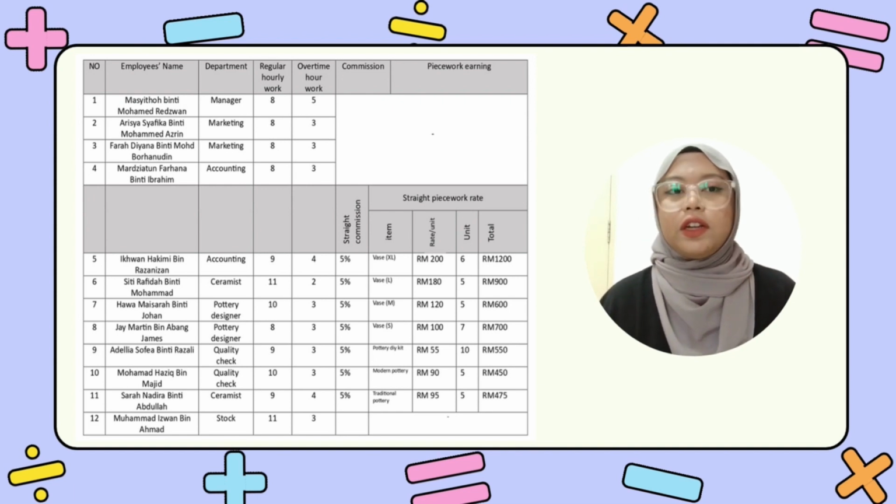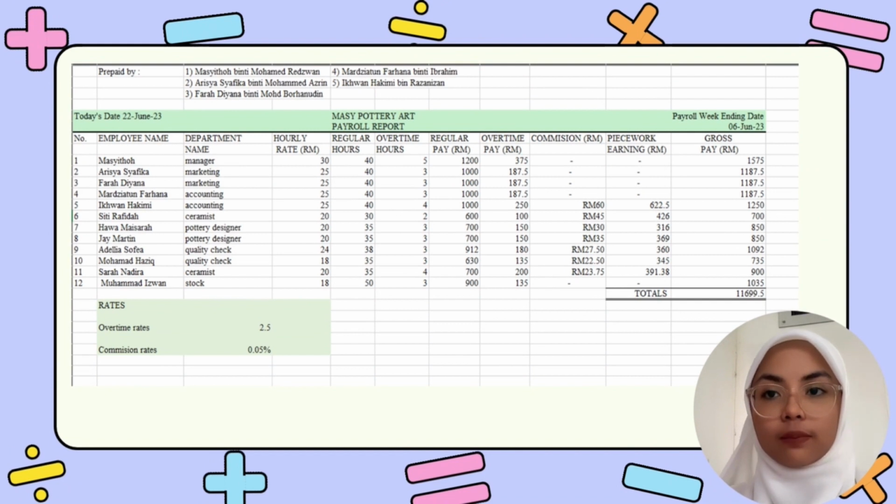To get the total straight piecework rate, we need to multiply the rate per unit with the units, and then we get the total for each item. Now, I will explain about the payroll report of Machine Pottery Art. To get the regular pay, we need to multiply the hourly rate and the regular hours. For example, for the employee named Mashita, we multiply 30 ringgit with 40, so we get 1,200 ringgit for the regular pay.